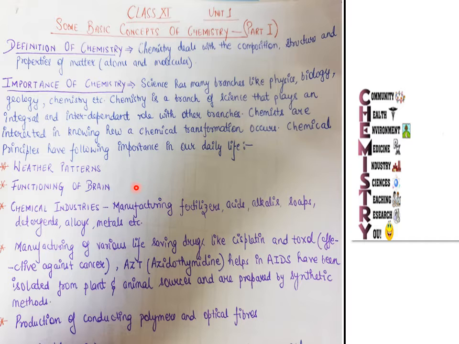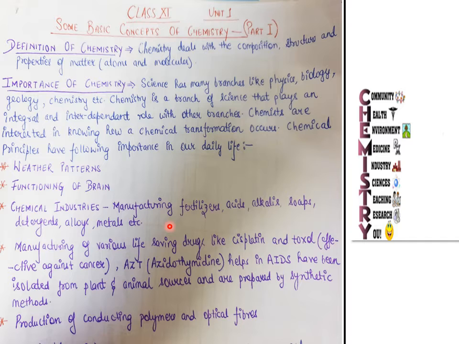In the chemical industries, one of the biggest industries, manufacturing of the fertilizers, acids, alkali, soap, detergents, alloys, and metals that are used in our day-to-day life are all manufactured in these industries. And knowing how they can be manufactured, what would be their composition for their effective usage, can only be determined if you have the knowledge of chemistry.